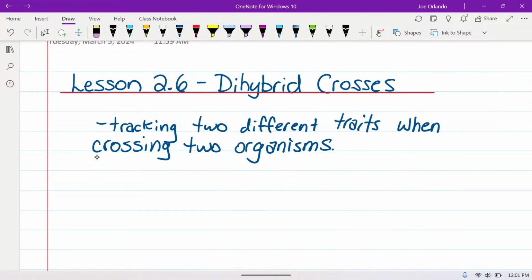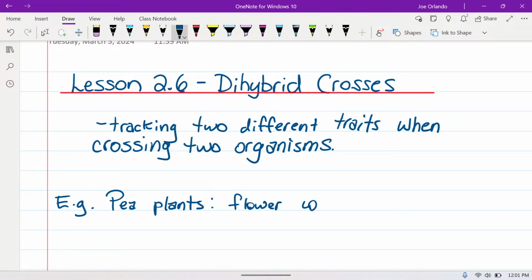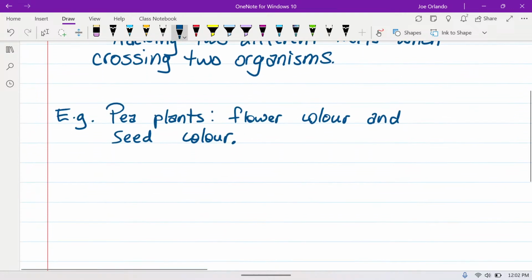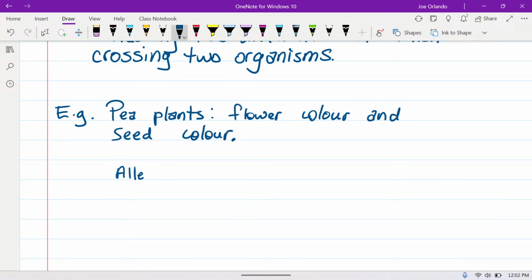So let's just dive right into it. Example, pea plants. And we're actually going to stick with flower color, which we just looked at, and we're going to look at seed color. And we're just going to remind ourselves of the alleles for each. So we said that for flower color, we had big P, and that related to what color? Purple. And we had little p, and we said that that was white.